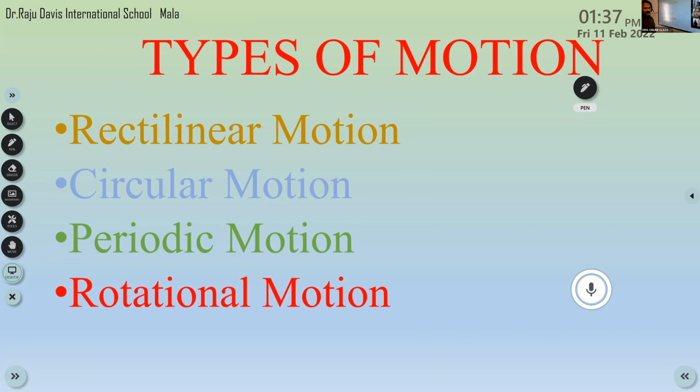We can see various types of motion, and that is rectilinear motion, circular motion, periodic motion, and rotational motion. So we will discuss them one by one.